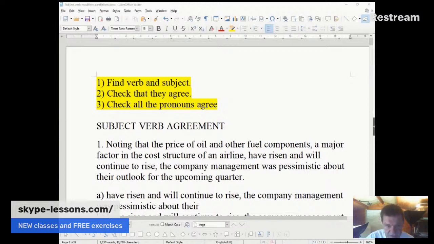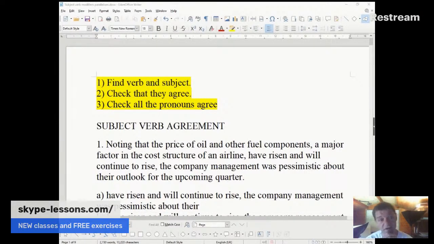So you can see in front of you, subject-verb agreement. And I've put 3 tips here because I think you can get all the questions right if you follow these 3 steps. I must admit, you may have to do 1 or 2 other things as well to get 1 or 2 correct, but this is the main idea.